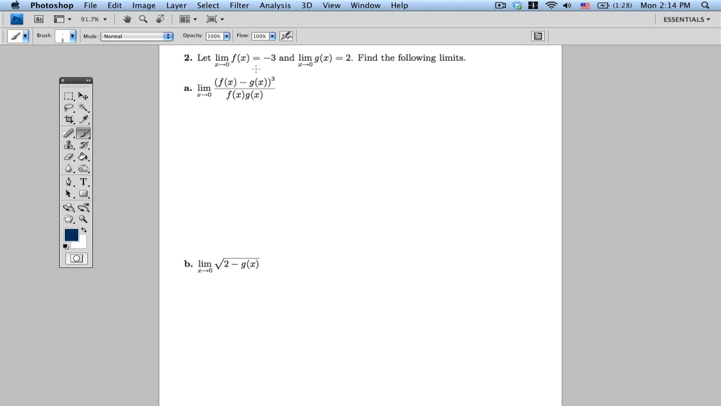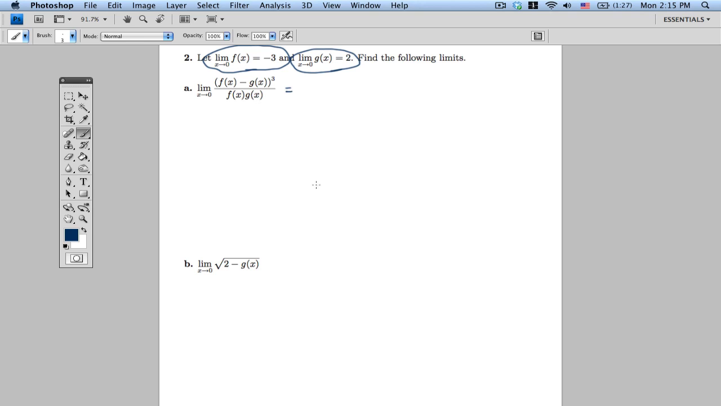Problem number 2 is asking us to find some limits algebraically, and what we're going to do is use the fact that we know the limit of f of x as x goes to 0, and we know the limit of g of x as x goes to 0, in conjunction with the properties of limits that we have, to basically break the limits apart that we're trying to solve, and then apply these two facts to get numerical answers.